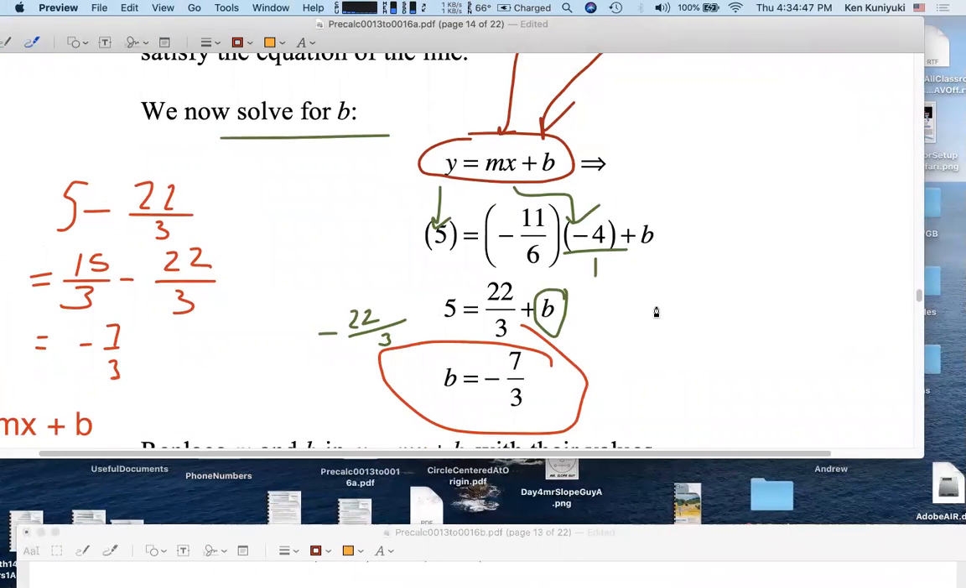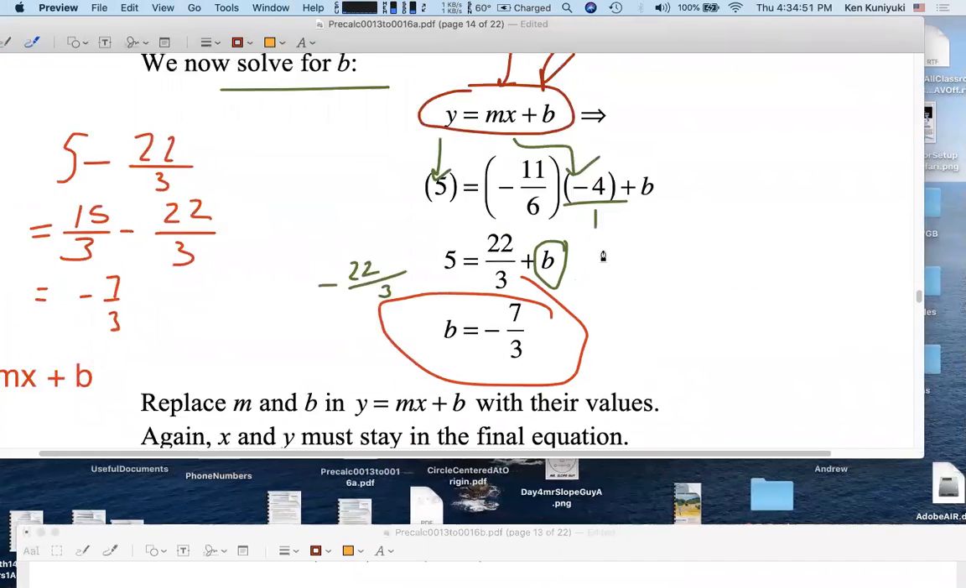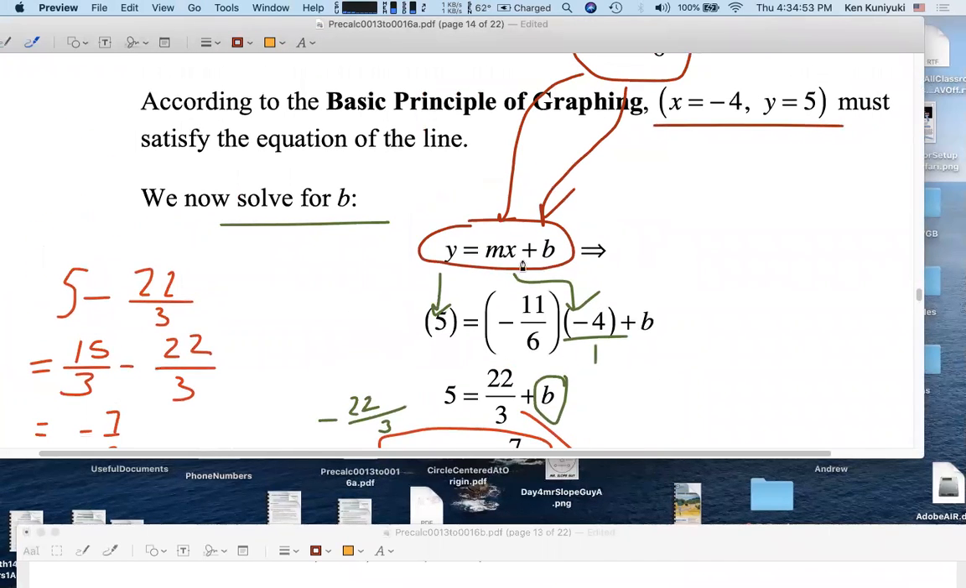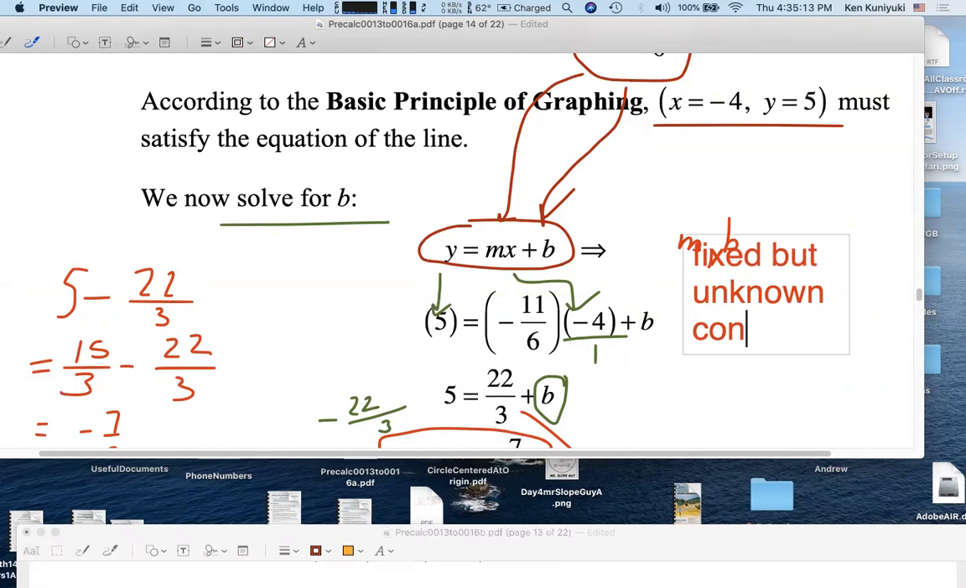All right, now we're not done yet. You have to take this value for b and plug it in, and also the value for m. y equals mx plus b. The x and the y stay in there, they're variables, but we need to find the particular constant values for m and b. m and b are constants here, but they're unknown. They're fixed but unknown constants. And we want to find out what they are.